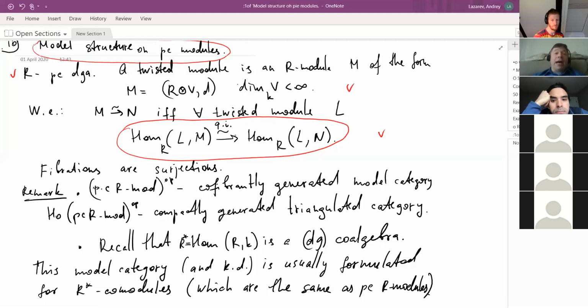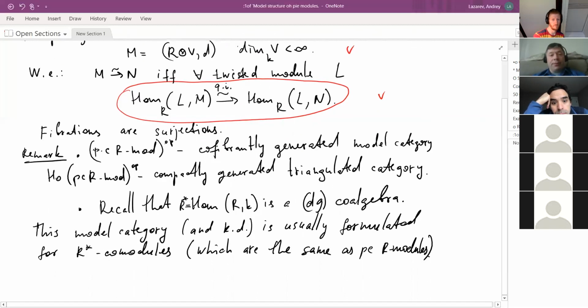And it turns out that in order to construct the usual derived category, this is all that's needed, but not here. Here we need to take arbitrary twisted modules instead of just R. Okay, and then fibrations are just surjections. Turns out that the category of pseudo-compact R modules, or rather the opposite to it, is a cofibrantly generated model category, and its homotopy category is a compactly generated triangulated category.